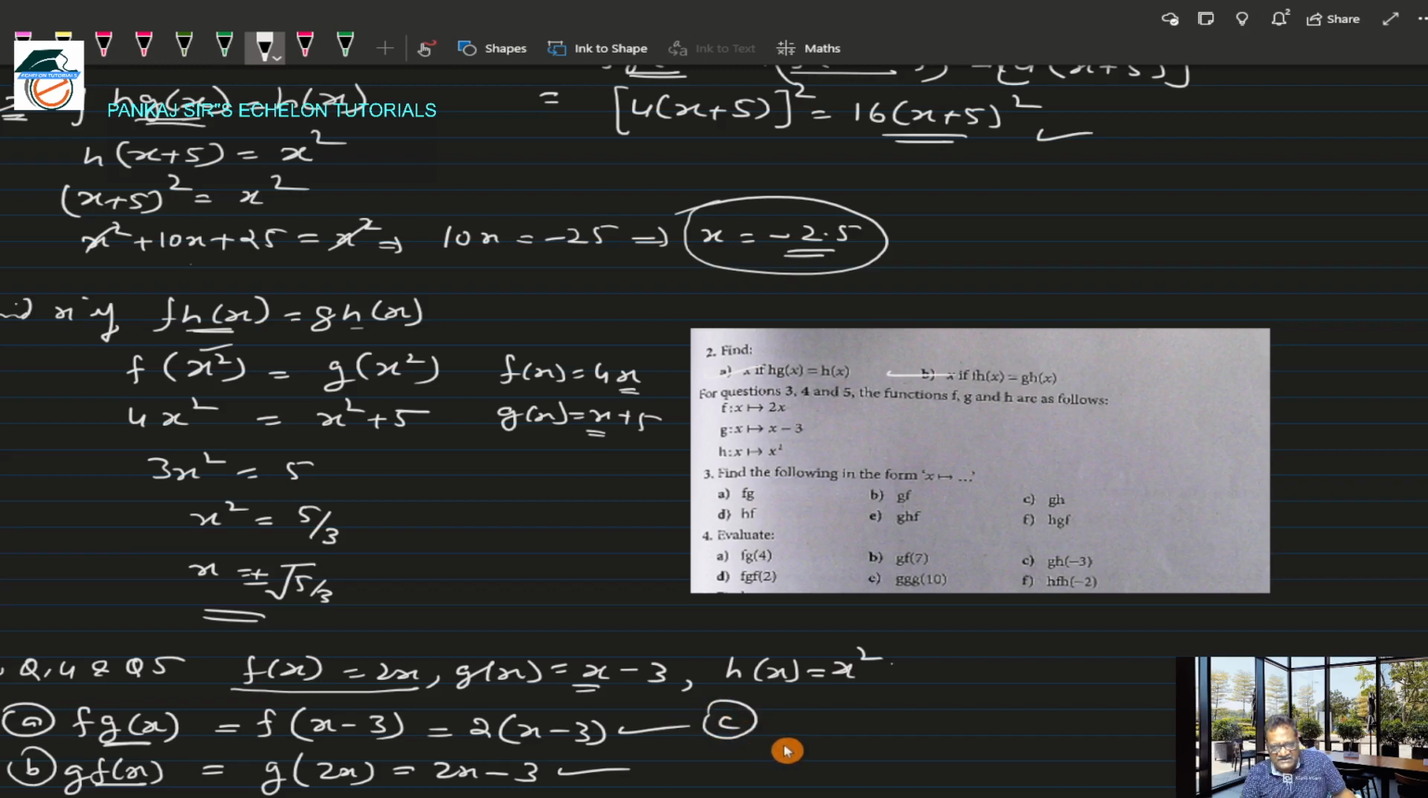Now C. C is what? It is g h of x. Okay. Again, h of x will be x square, and you have a g in front of that, so it is g of x square. Now, what should be g of x square? From g of x, in place of this x, we put x square. So it will be x square minus 3. This is the answer for that C. Got it? Fine. So far.